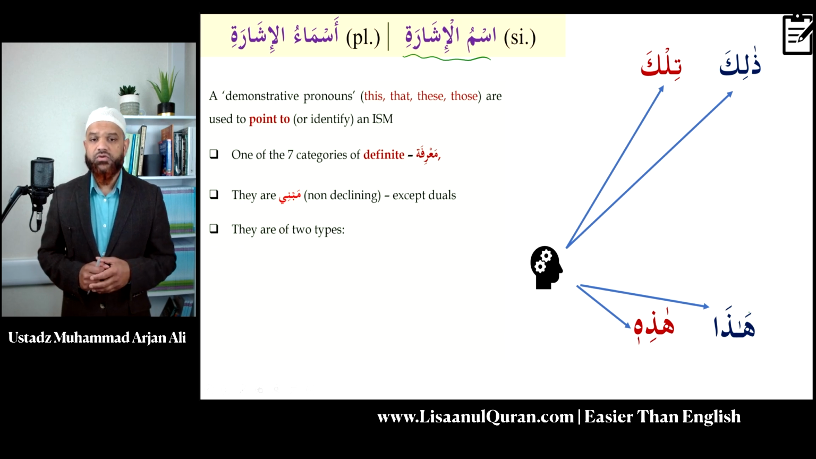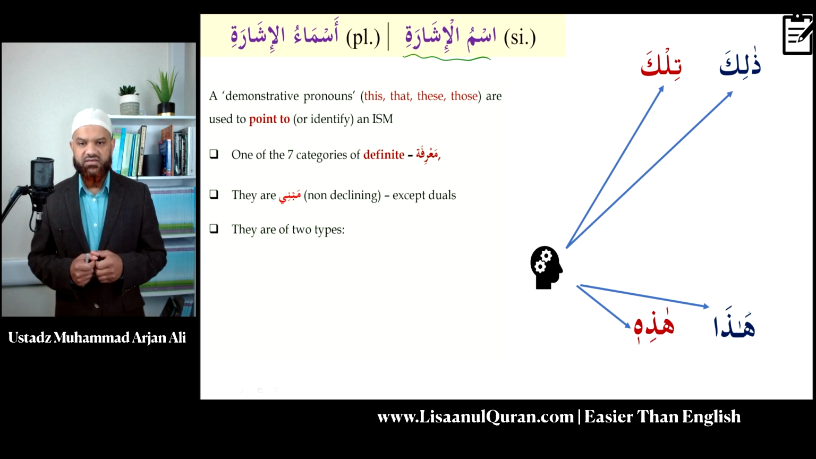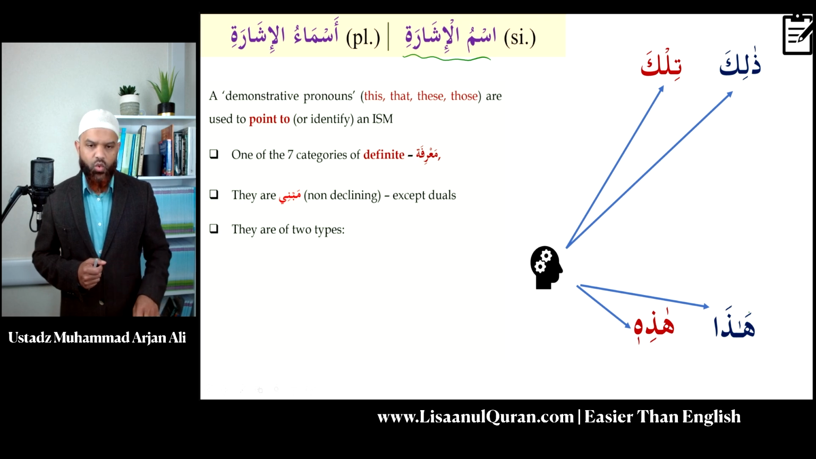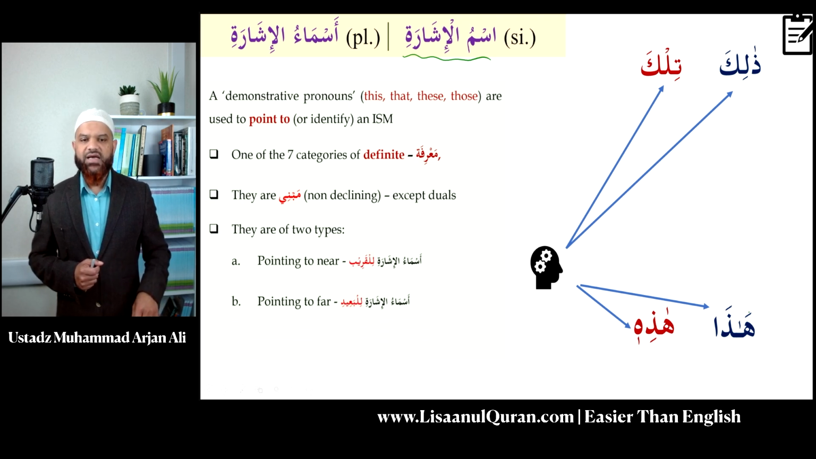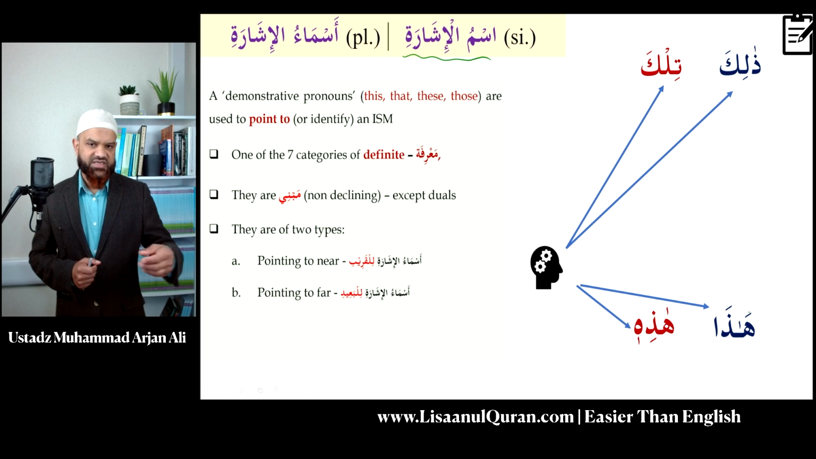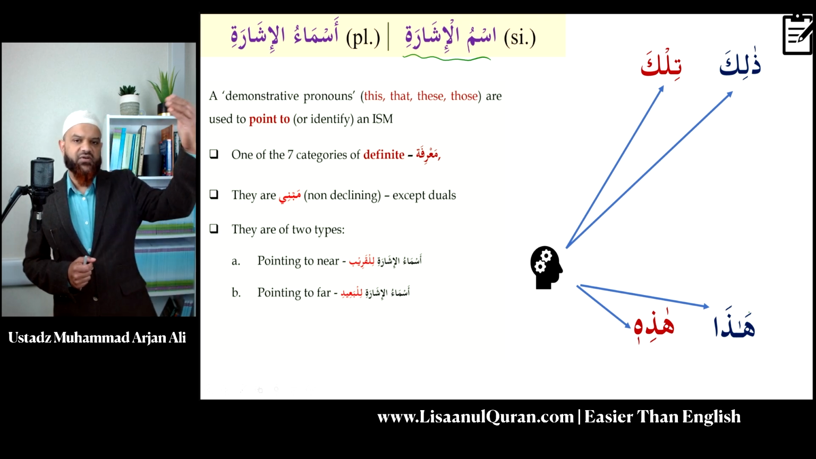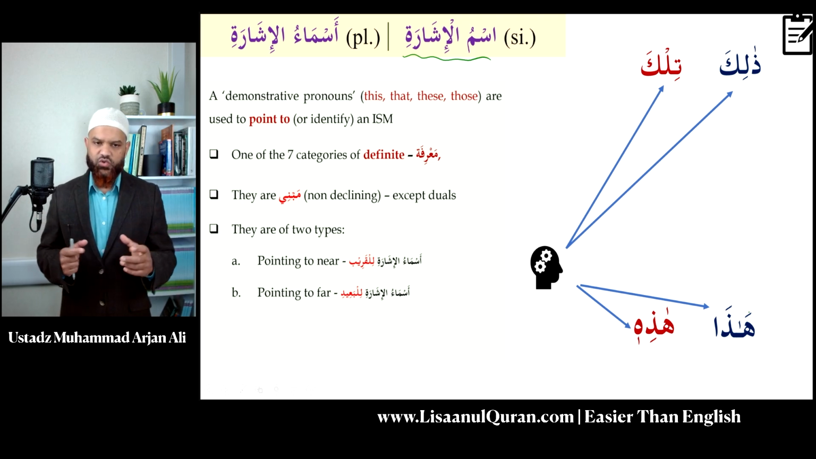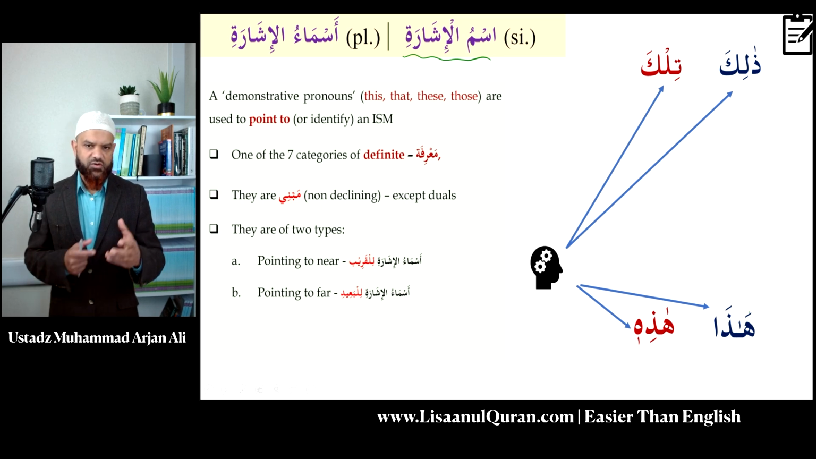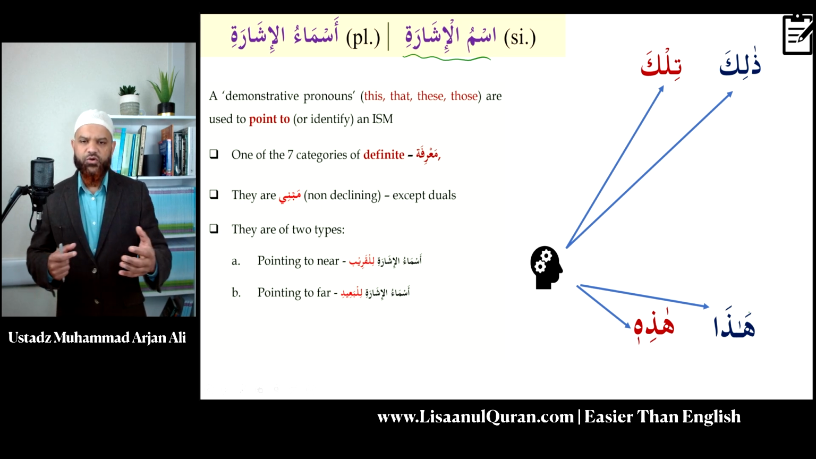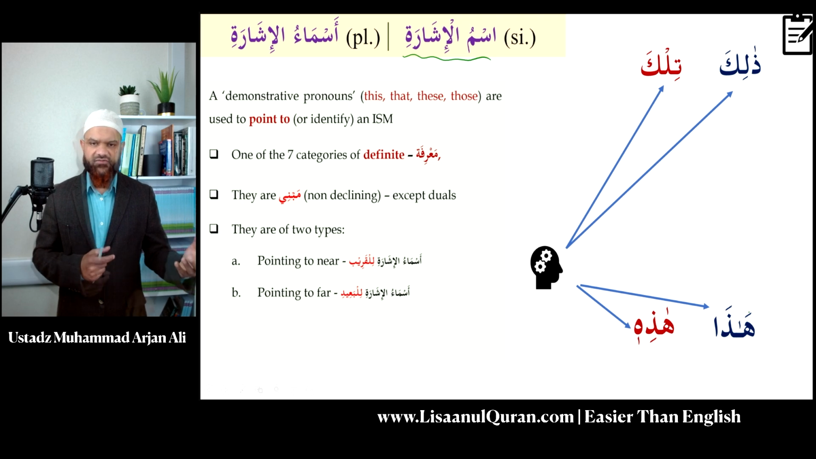The other important point to note about them is that we have 2 sets, just like we have in English. One is for pointing to near and the other for pointing to far. In Arabic, something near means qareeb and something far away, ba'id. So these are the 2 terms that, inshallah ta'ala, we'll be using in the lessons. So one set for pointing near, one set for pointing far.